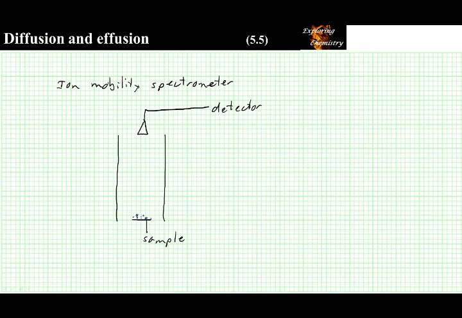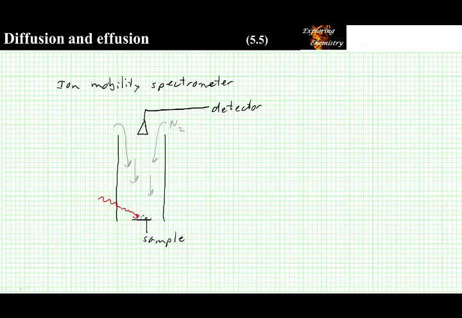In the ion mobility spectrometer, an inert gas is flowed through the chamber. And nitrogen is commonly used because it is inexpensive. Now, the sample is ionized with either electrons or X-ray radiation. This ionizing radiation ejects electrons from the sample, making them positively charged.